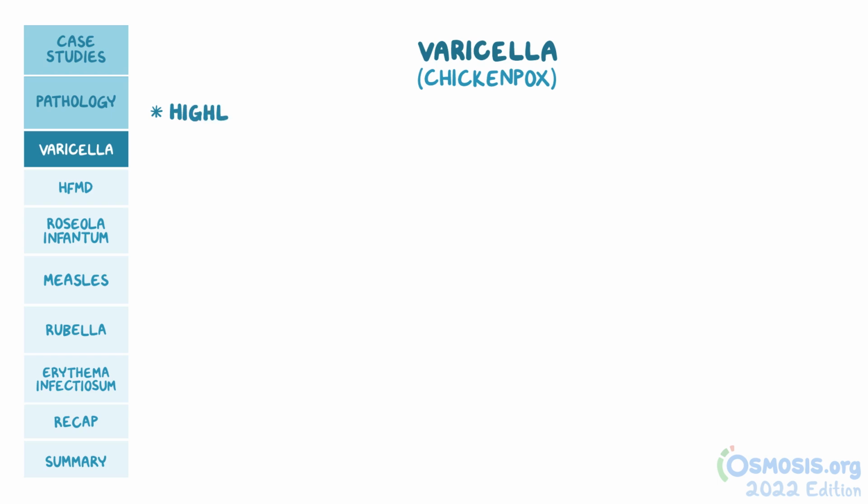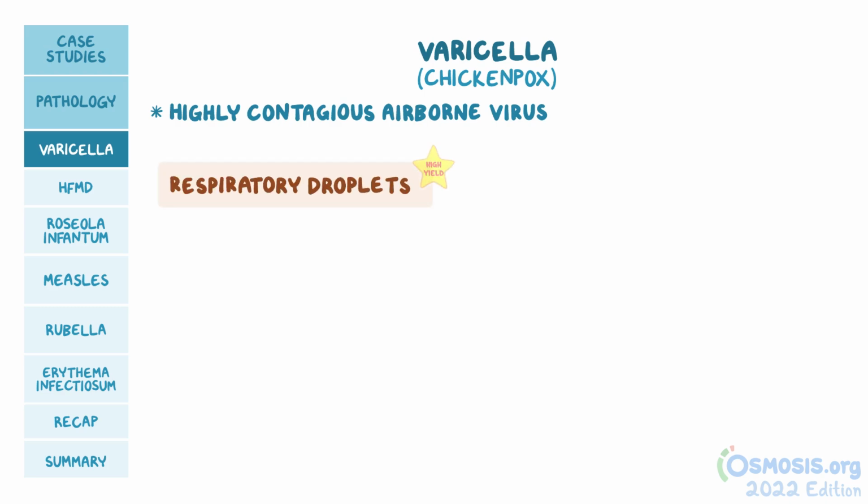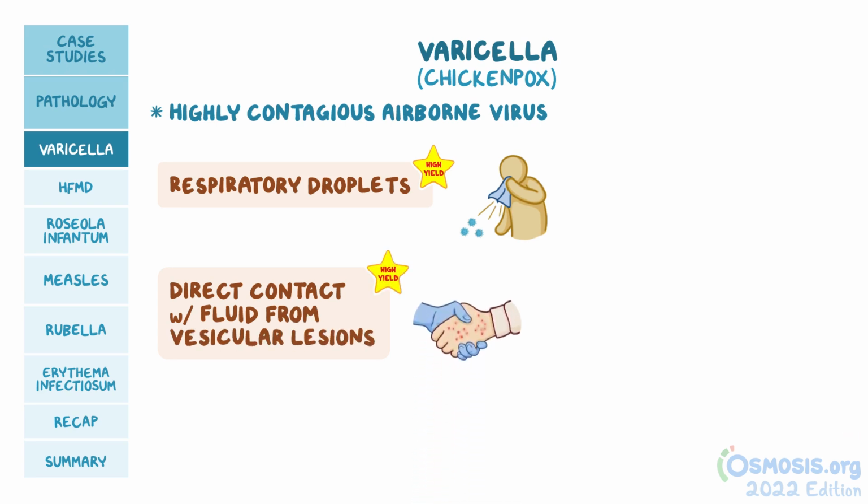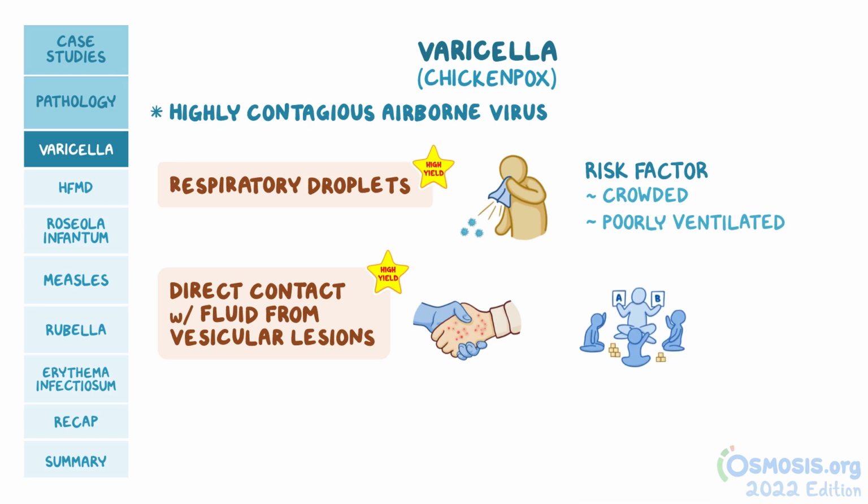Now, this is a highly contagious airborne virus, meaning it's transmitted from person to person through respiratory droplets. For example, when an infected person sneezes or coughs. But the virus can also be transmitted by direct contact with the fluid from vesicular skin lesions of an infected person. Because of that, an important risk factor for varicella involves going to crowded or poorly ventilated public spaces, such as daycare centers or school, as well as being immunocompromised.